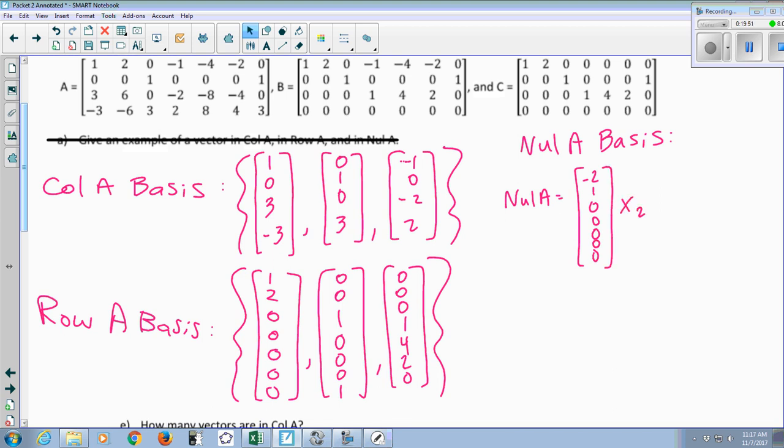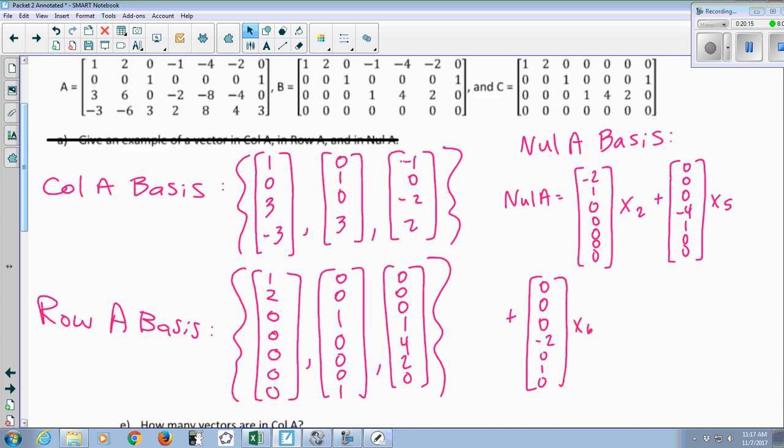x2 plus 0, 0, 0, -4, 1, 0, 0, x5 plus 0, 0, 0. So that's all of null A. It's not the basis, that's all of null A.